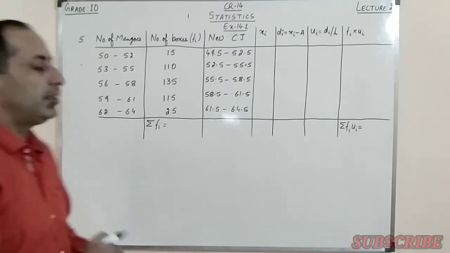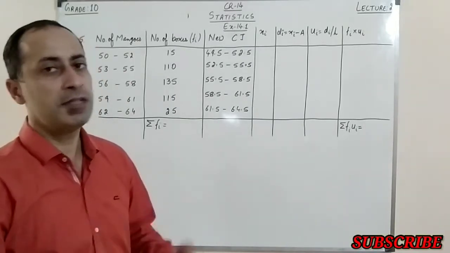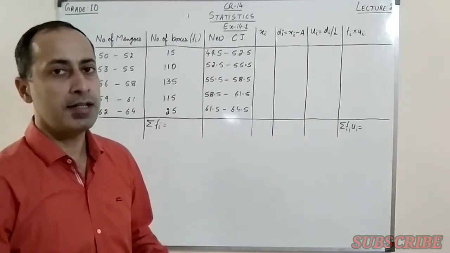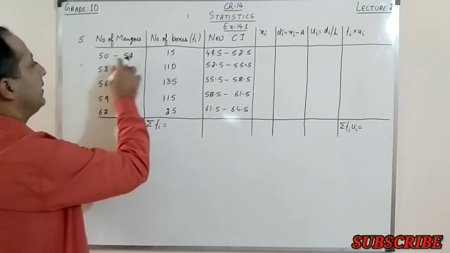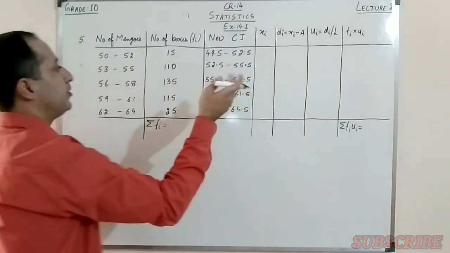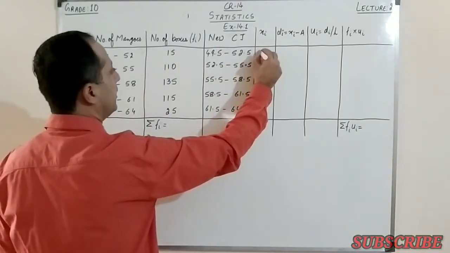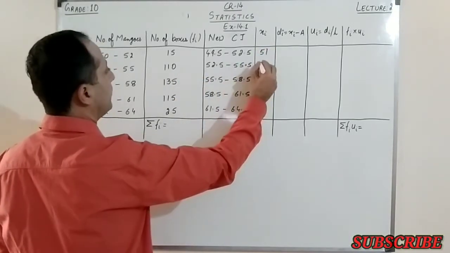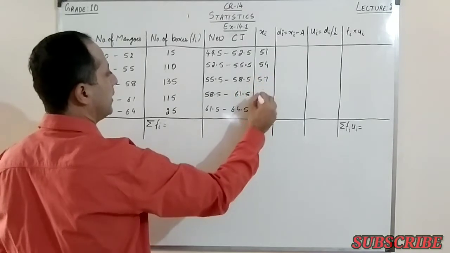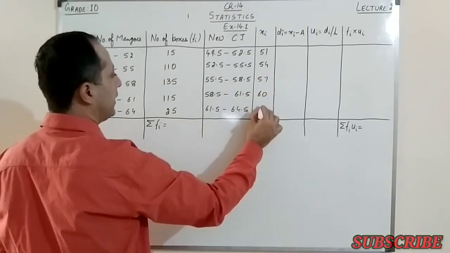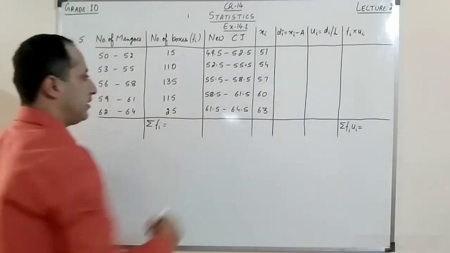Now, obviously, you are finding the mean by any method. The first step is basically to find the class marks, or the mid values. So we add these two and divide by 2. The first one we get as 51. Then I get 54, then 57, then 60, and finally I get the value as 63.